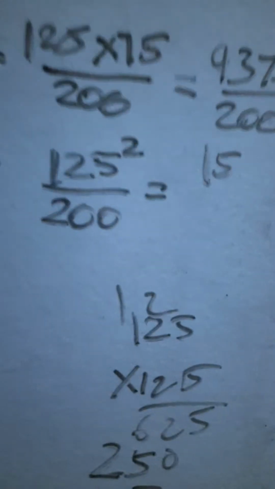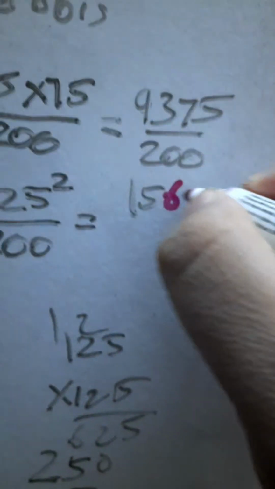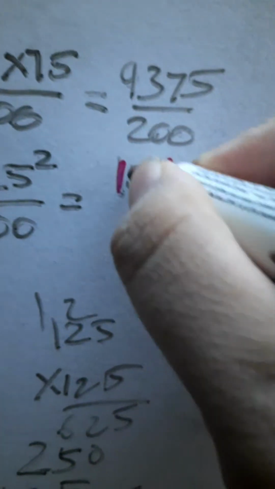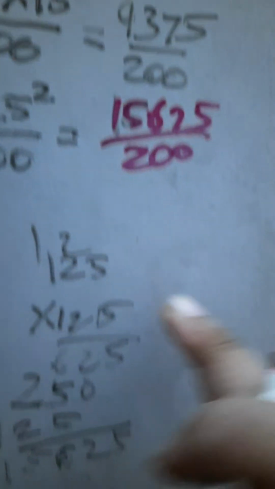Let me change pens like markers, or else it won't be visible anything. 15,625. Let's go, 15,625. I hope it's visible now. 15,625 by 200. Okay, we have to make it a separate table, by the way.